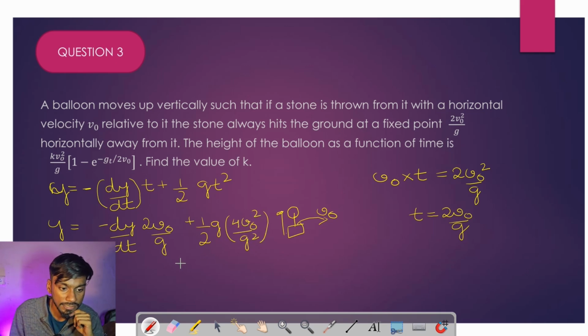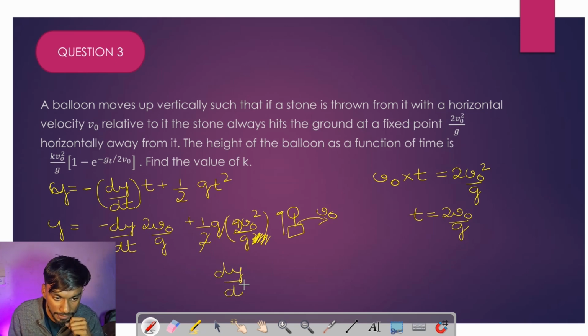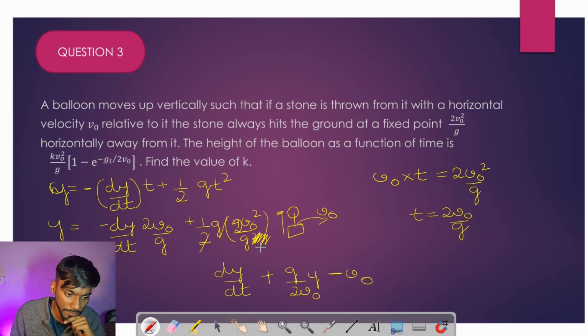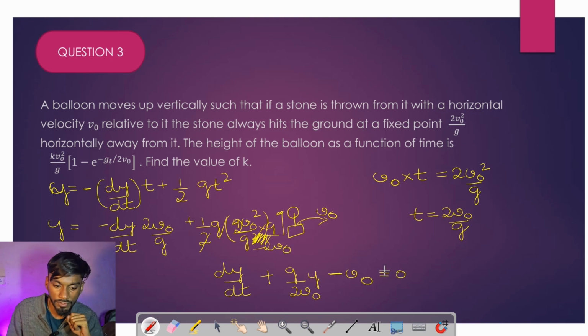From here, let's make the calculation. This becomes 2 v naught square by g. Let's just divide by 2 v naught by g. If I do that, dy by dt plus g by 2 v naught times y, and it becomes minus, what will you have here? If you divide by 2 v naught by g, you are going to have minus v naught here, if I am not wrong, that is equal to 0. Now let's go to the next slide.